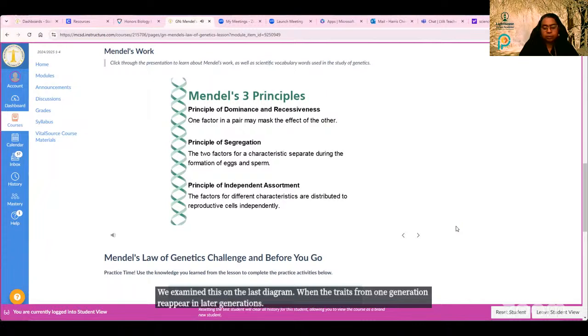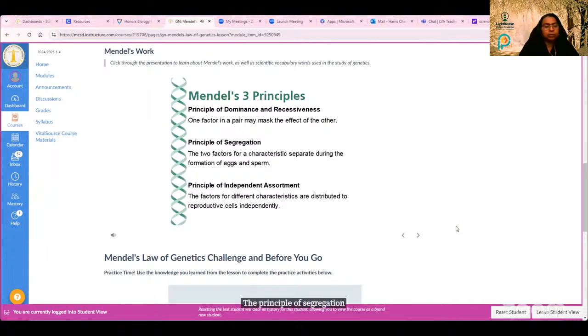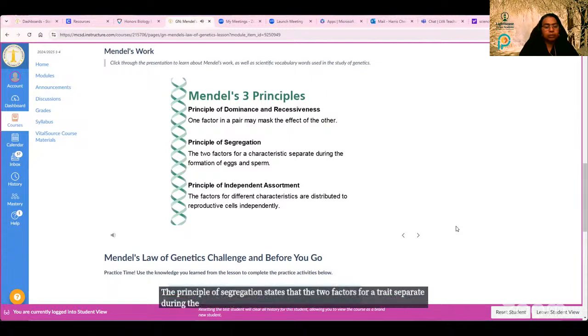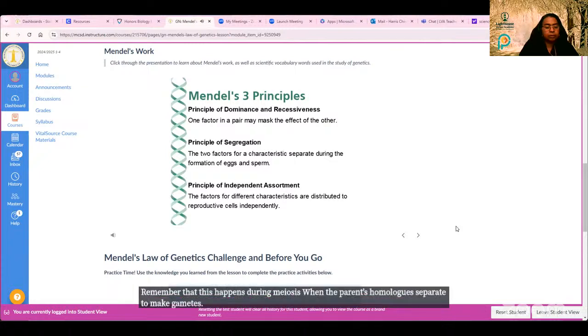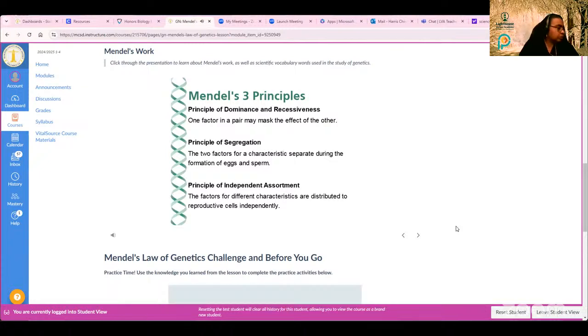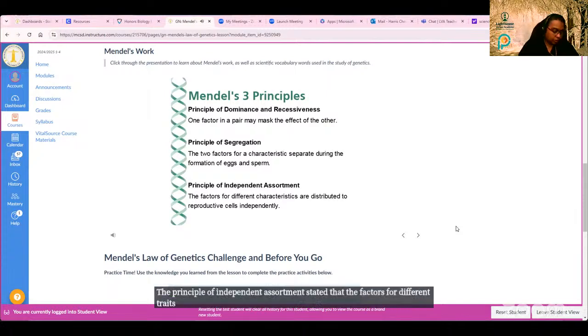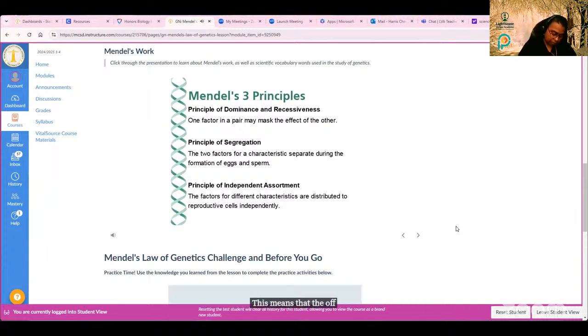The principle of segregation states that the two factors for a trait separate during the formation of eggs and sperm. Remember that this happens during meiosis, when the parents' homologs separate to make gametes. The principle of independent assortment states that the factors for different traits are distributed to the reproductive cells independently of each other. This means that the offspring inherit a random mixture of the different traits that are present in their parents.